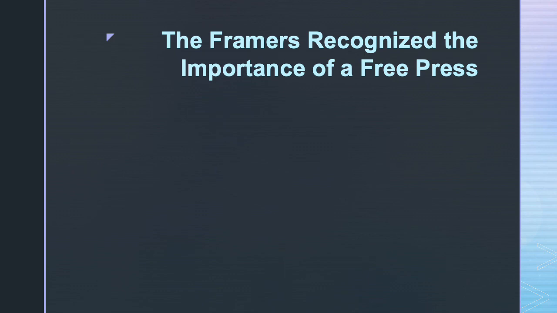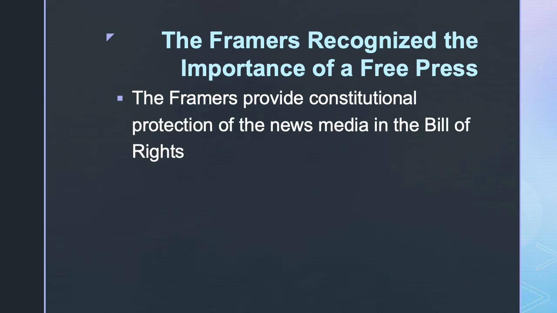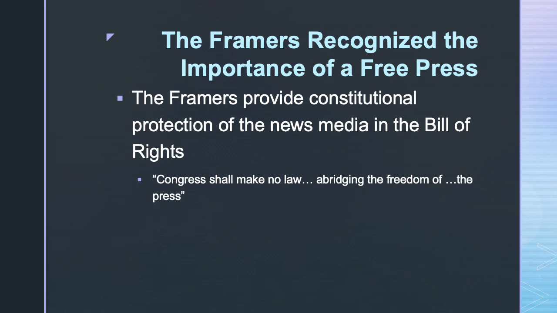And so coming out of the revolutionary experience, the founders at the beginning, and then those who were at the Constitutional Convention, the framers, they had a very strong understanding of the importance that a free press plays to democracies. So much so that in the Bill of Rights, the Constitution provides these constitutional protections to the news media. It says in the First Amendment that Congress shall make no law abridging the freedom of the press.